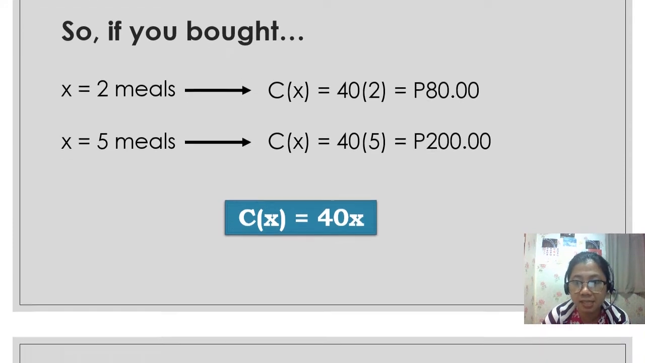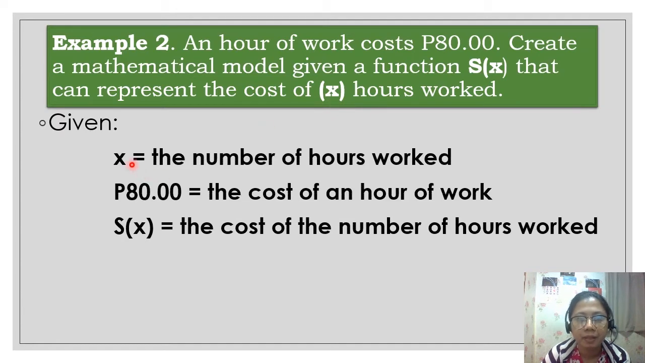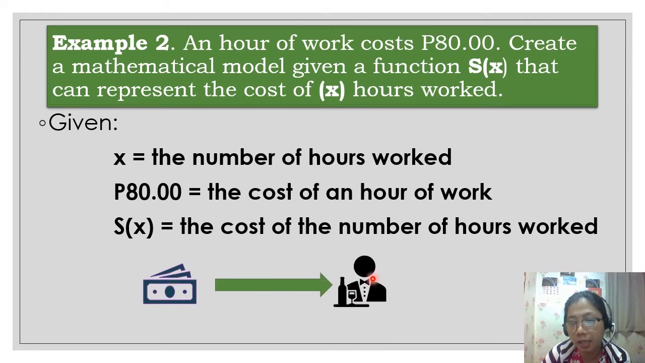Let's have the next example. An hour of work costs 80 pesos. Create a mathematical model given a function s of x that can represent the cost of x hours worked. Given, x is the number of hours worked. 80 pesos is the cost of an hour of work. 1 hour equals 80 pesos. S of x equals the cost of the number of hours worked. Remember that the cost of the number of hours worked depends on the number of hours you worked.